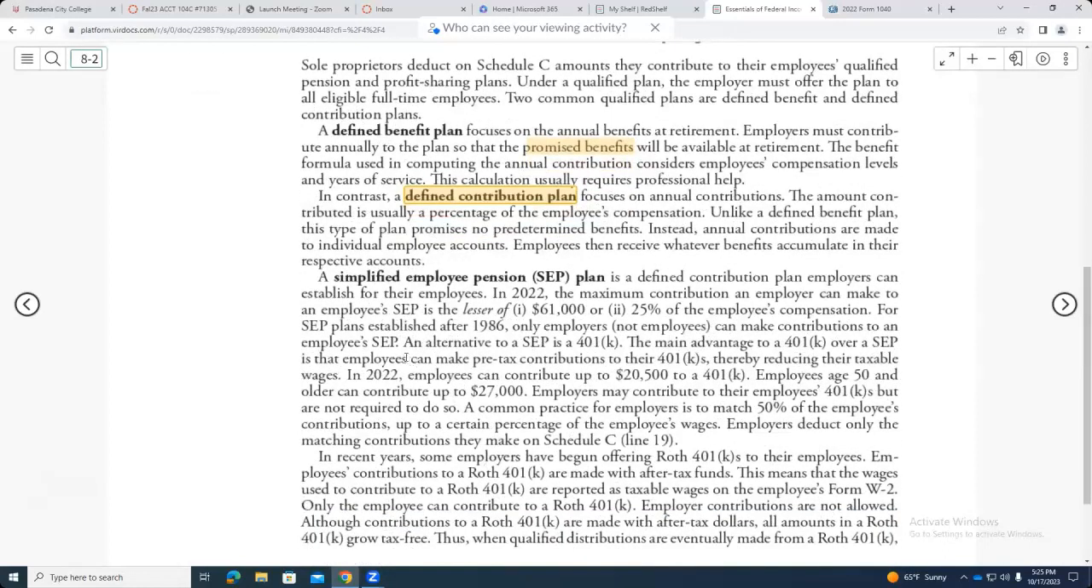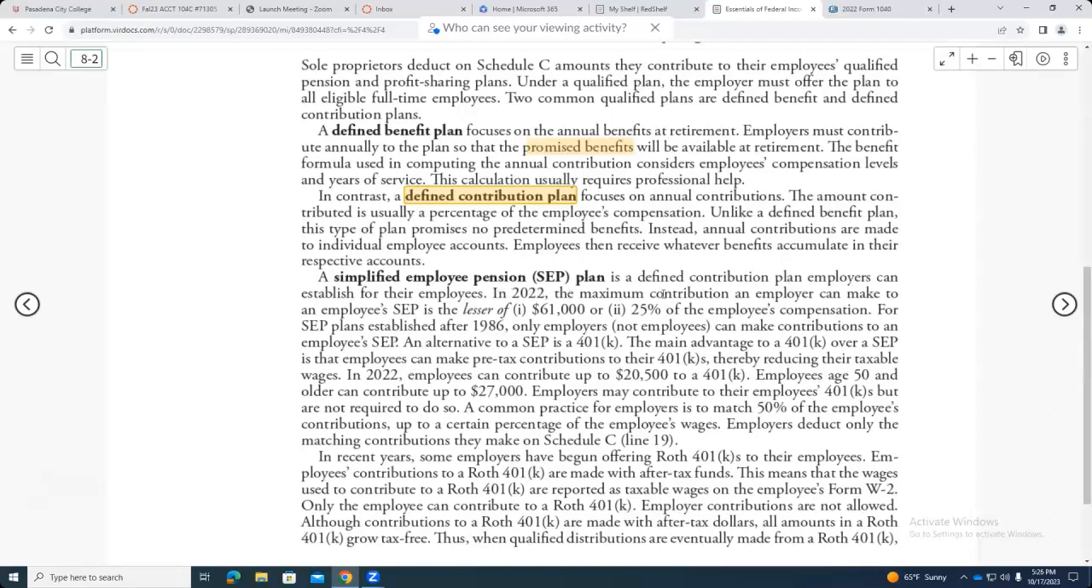There is another plan they call SEP, which means Simplified Employee Pension Plan. It's a kind of retirement account, but they made it a little less complicated. Companies using this don't have too much trouble offering it. The plan is a defined contribution plan again, the same words, defined contribution plan, that employers can establish for their employees.